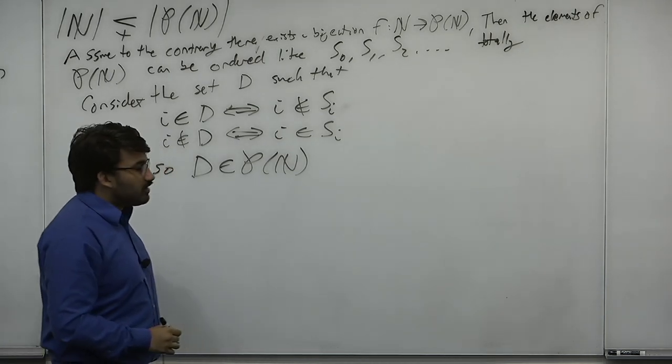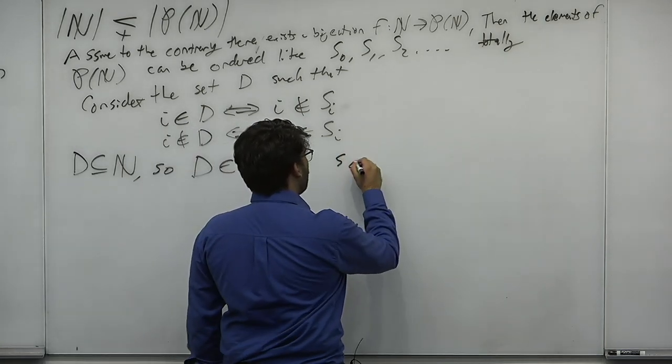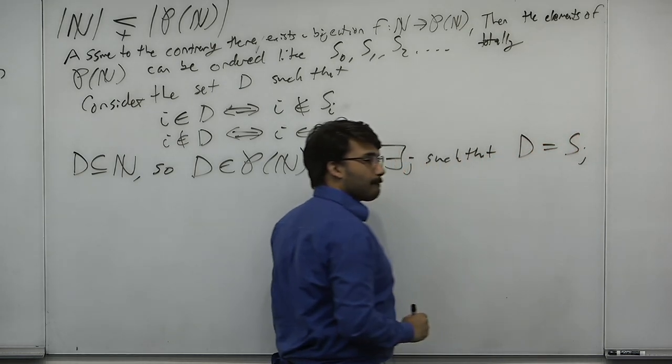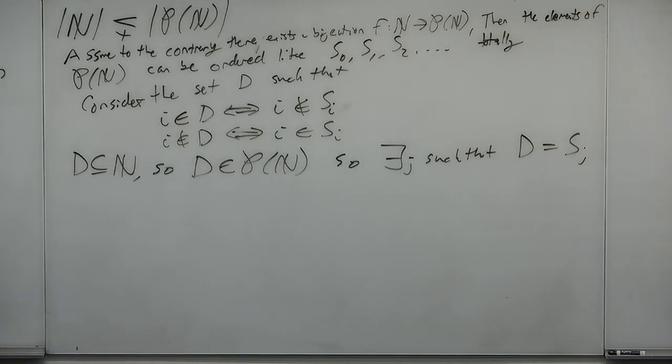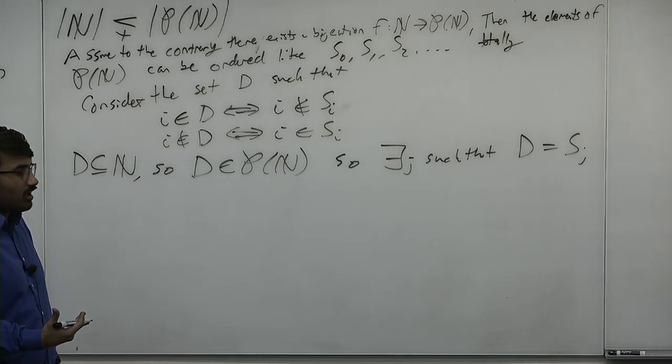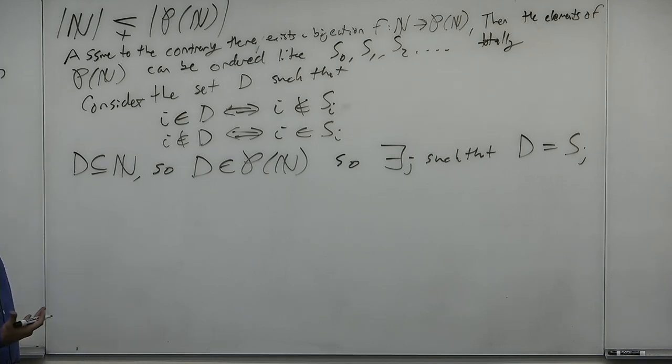If D is an element of the power set of the naturals, it must have been put in line. So there exists j such that D is equal to Sj. The definition of equality of two sets is that two sets are equal if and only if they have the same elements. So there is a j such that D equals Sj. D is this Sj, in fact. By there exists a j we mean that D is in the jth place in line. It's the 10th spot in line. It's the 15th spot in line. It's the 120th spot in line. If D is a subset of the naturals, it has to be in line somewhere, okay?